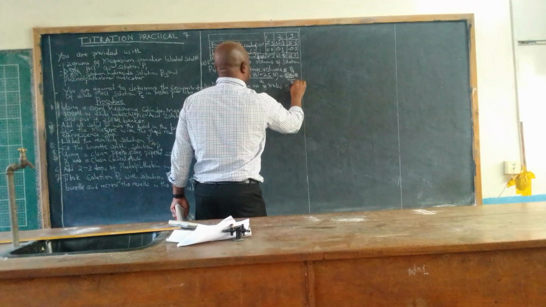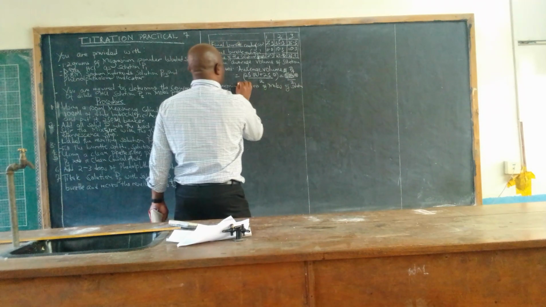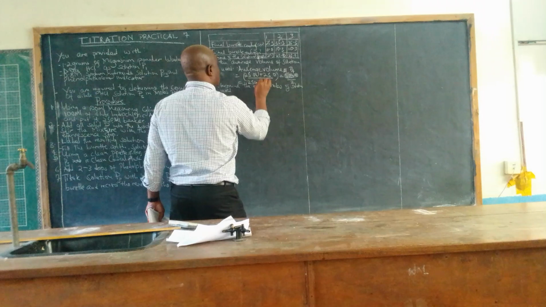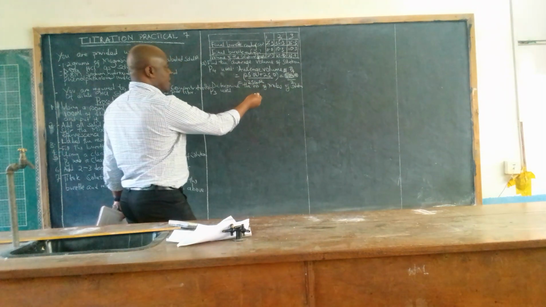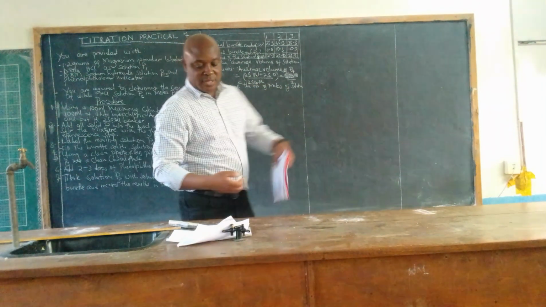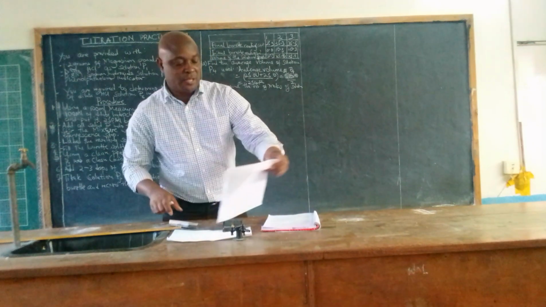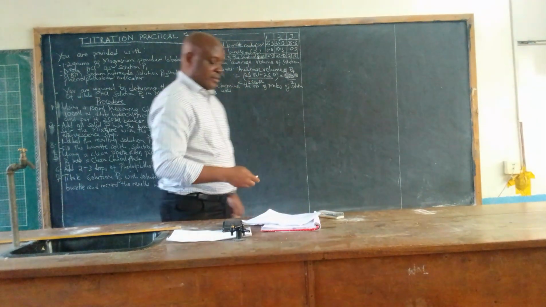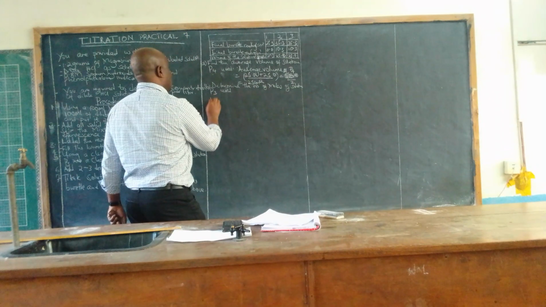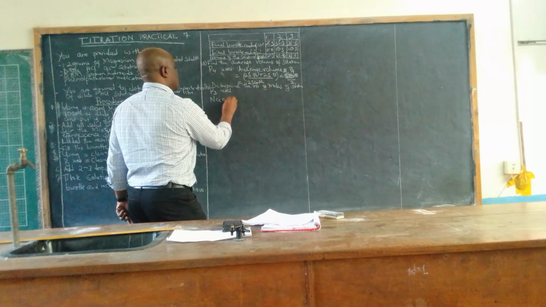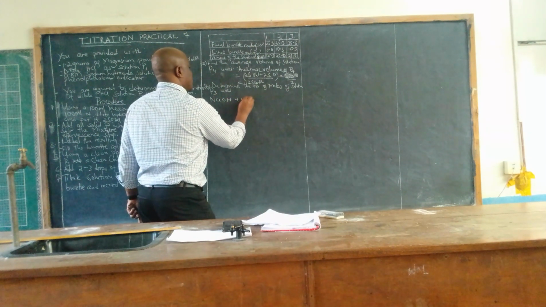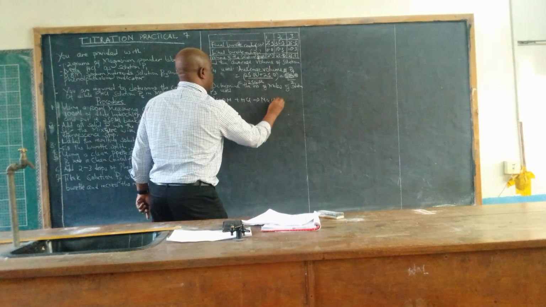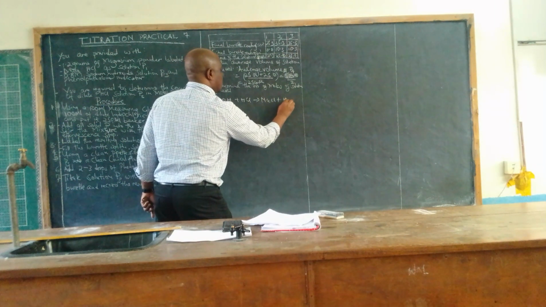You divide by 2, which is going to give us 25 cubic centimeters. Determine the number of moles of solution P3 used. So in this case, we are just going to write the equation first. We are just going to write sodium hydroxide plus hydrochloric acid. It's giving us sodium chloride plus water.